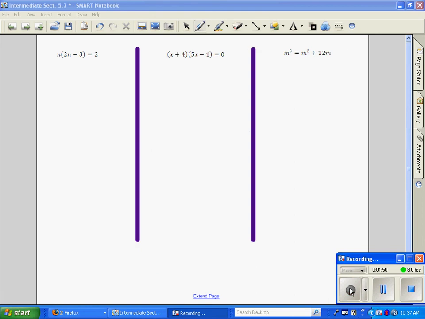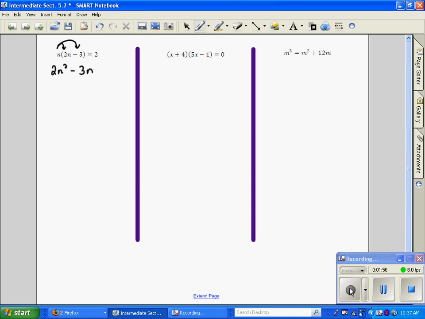Okay, the first thing I want to do in this next example is distribute. I'm going to get 2n squared minus 3n, and I'm going to subtract this 2, minus 2 equals 0. Set everything equal to 0, so I distribute it and then I move the 2 over. Now I'm going to try my bottoms up, and it says what multiplies to give me a negative 4 but adds to give me a negative 3? Well, that's going to be 4 times 1, and it needs to be a negative 3, so that's a negative 4 and a positive 1. So now I take those factors, a negative 4 and a positive 1, and then I have a 2 in here, so I'm going to put it over a 2n and a 2n, and now I need to simplify.